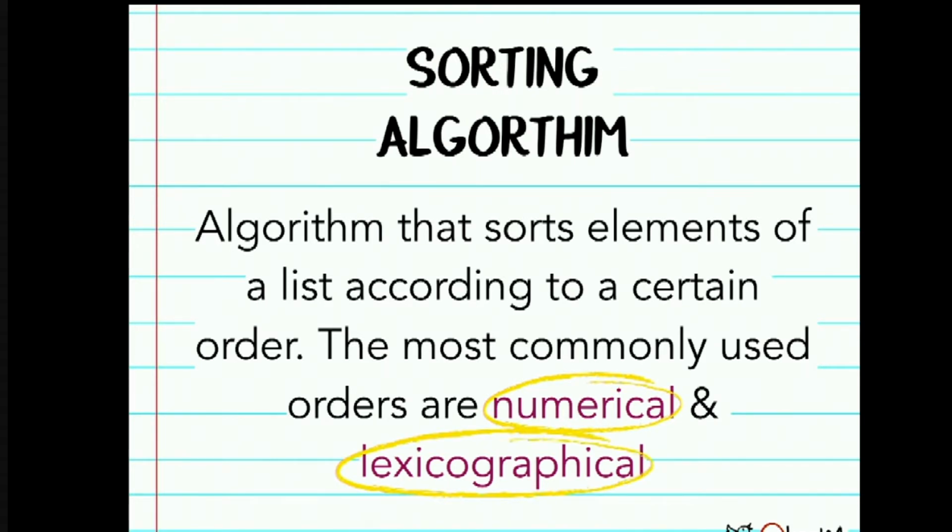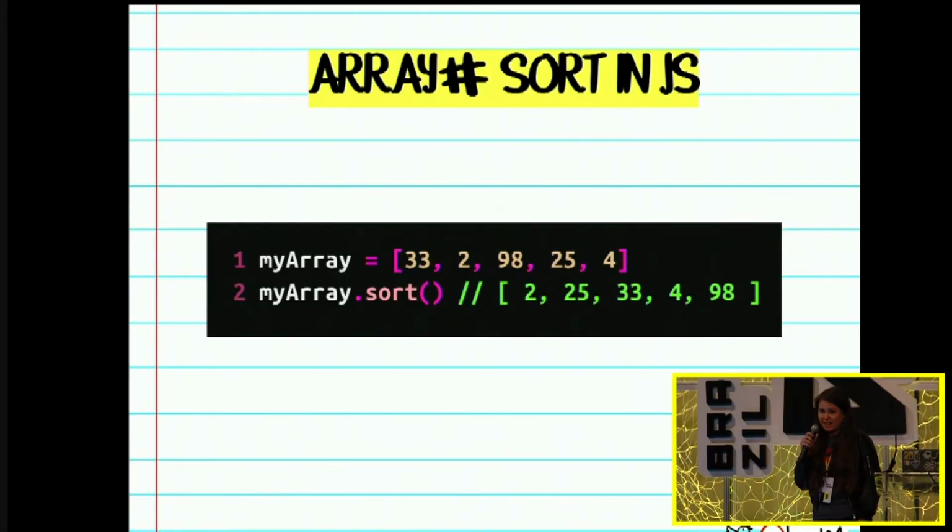So this is a sorting talk, but this is a JavaScript conference, so of course, let's talk about the array sort function in JavaScript. And this is a very basic example. We have an array with numbers. We have a 33, a 2, a 98, 25, and a 4. And then we call JavaScript sort function. And of course, JavaScript gives us back this amazing answer. 2, 25, 33, 4, 98. Because of course, according to JavaScript, 25 and 33 are smaller than 4, right?